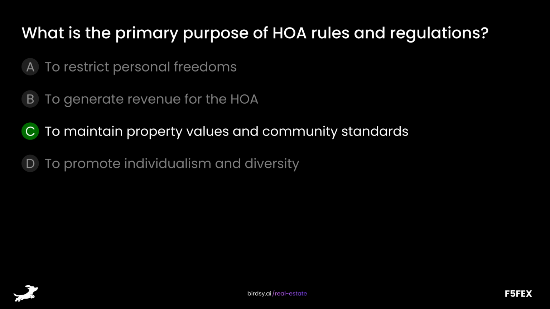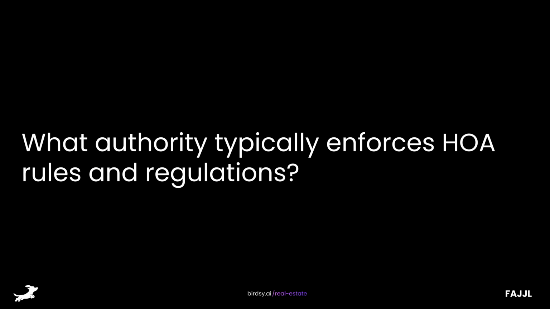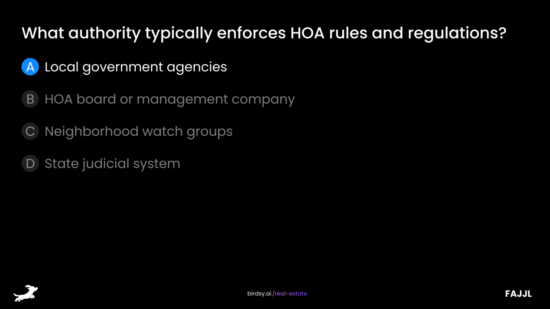The answer is C, to maintain property values and community standards. HOA rules are primarily designed to maintain property values, ensure community aesthetics, and regulate behavior within the neighborhood. These rules help create a cohesive and harmonious living environment. What authority typically enforces HOA rules and regulations? Is it A, local government agencies, B, HOA board or management company, C, neighborhood watch groups, or D, state judicial system? The answer is B, HOA board or management company.